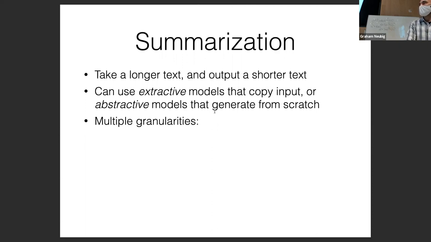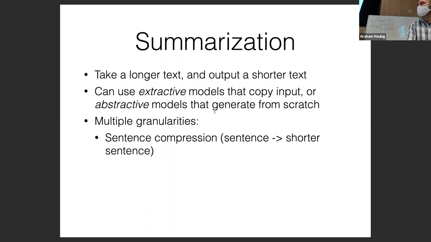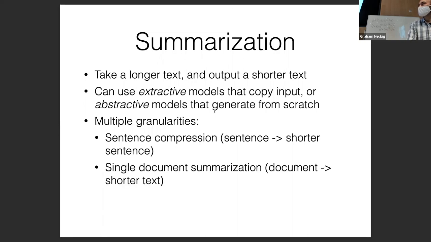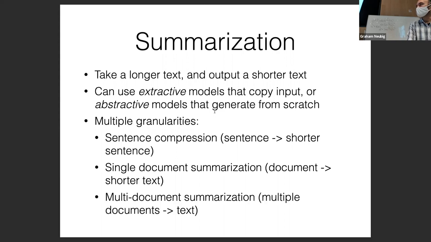One other notable thing about summarization is that it's done at multiple granularities. So there's things like sentence compression, where you go from a sentence to a shorter sentence, single document summarization, where you go from a document to a shorter text, and multi-document summarization, where you go from multiple documents to a text. And the interesting thing is the challenges in all of these are different. Sentence compression is relatively easy. There aren't as many challenges here, and even a model that just looks at the syntax can do a pretty good job of doing this.